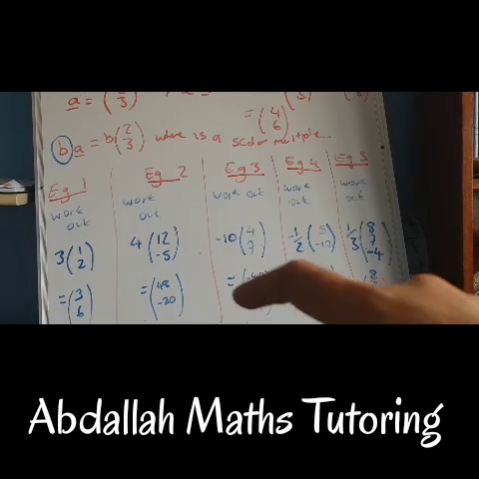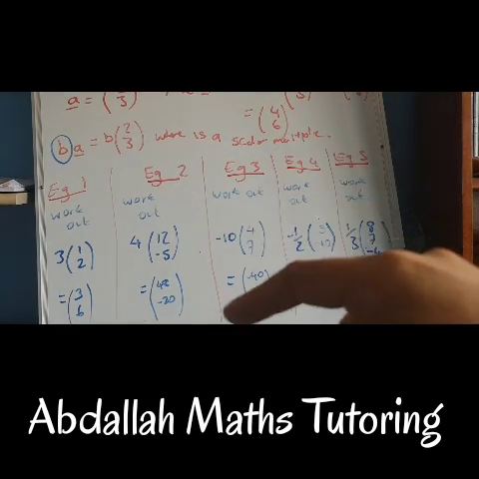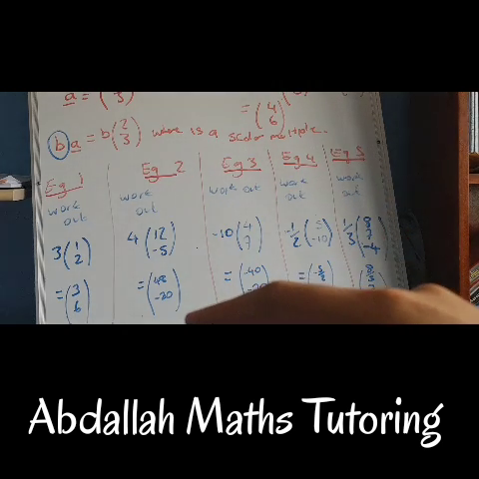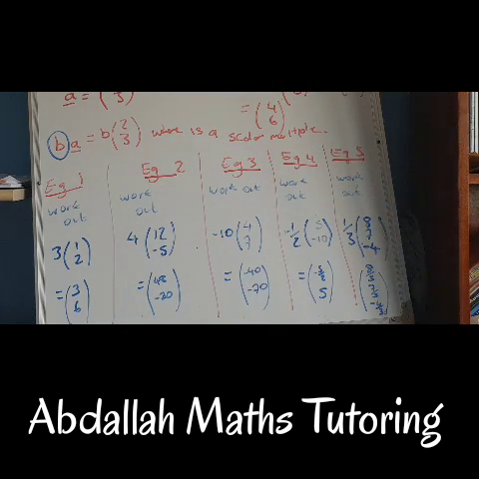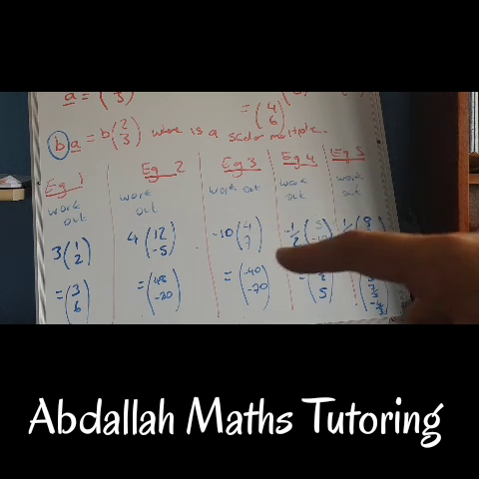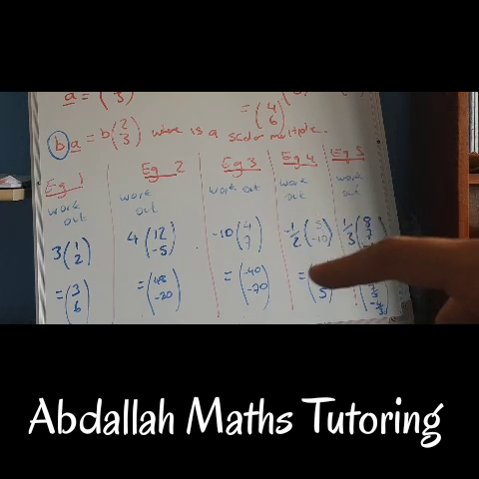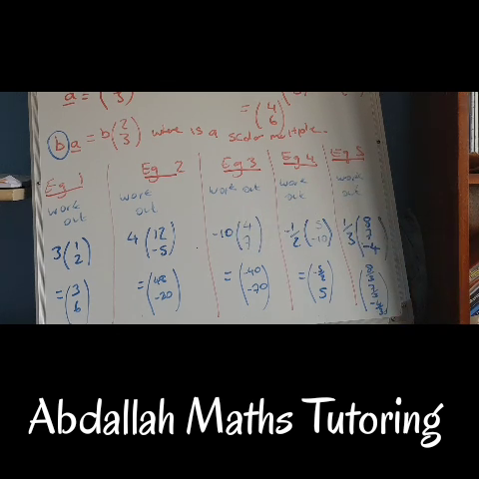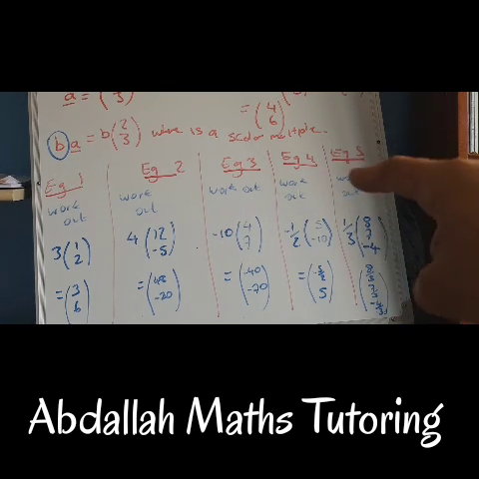Example 2, guys. 4 lots of 12, minus 5. It'd be 4 times 12, which is 48, and 4 times minus 5, which is minus 20. Similarly here, work out minus 10 brackets 4, 7. Minus 10 times 4 is going to be minus 40. Minus 10 times 7, it'll be minus 70.